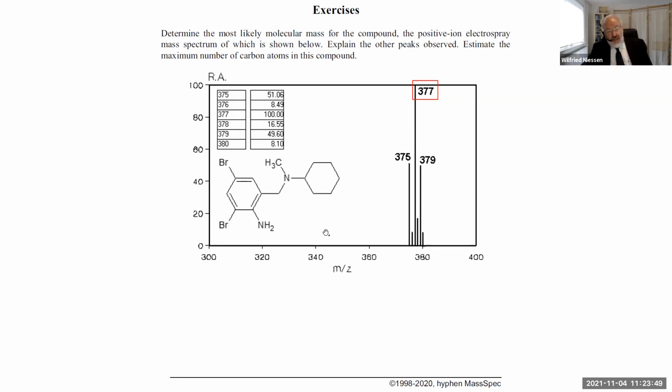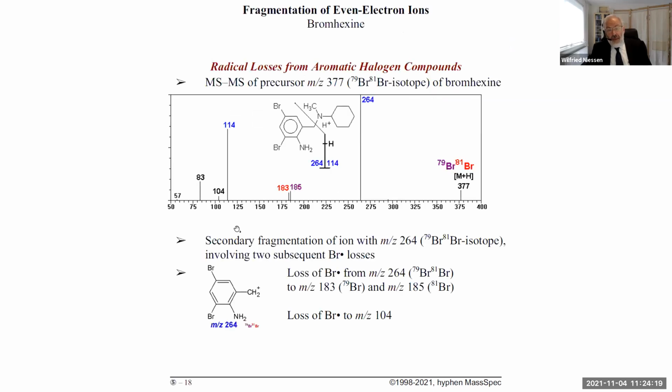Yesterday we looked at the fragmentation around the nitrogen of the bromhexine, looking at the spectra where we fragmented the 375. So what I will do now, instead of the 375, which is the 79Br2, is fragment the 377, which is the isotopomer with the 79 and 81 bromine. And the spectrum which you get is shown here.